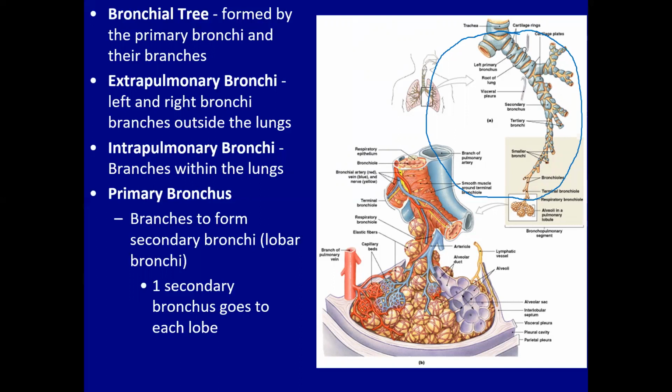So the primary bronchus branches to form the secondary bronchi. Here's one here, and there's one here, and those are called the lobar branches, and each one of those secondary bronchi goes to each lobe. So the left side is going to have 2 secondary bronchi, and the right side would have 3.